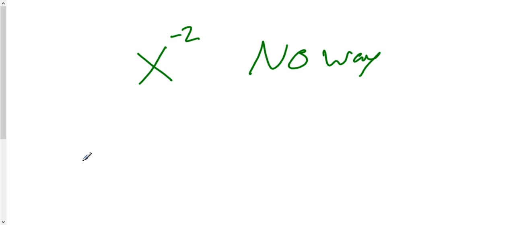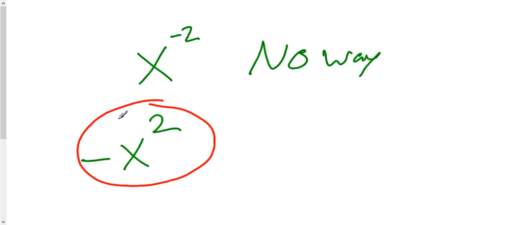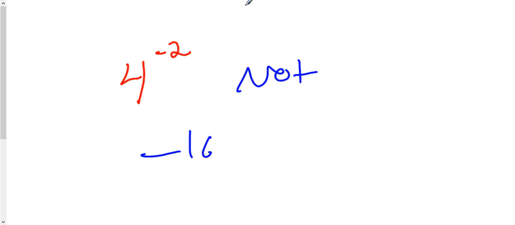One big thing, x to the negative 2nd power in no way becomes this. It does not become a negative x squared. The negative is up in the power, so it controls something different in the problem. So for instance, if you have 4 to the negative 2nd power, the answer is not negative 16. No.